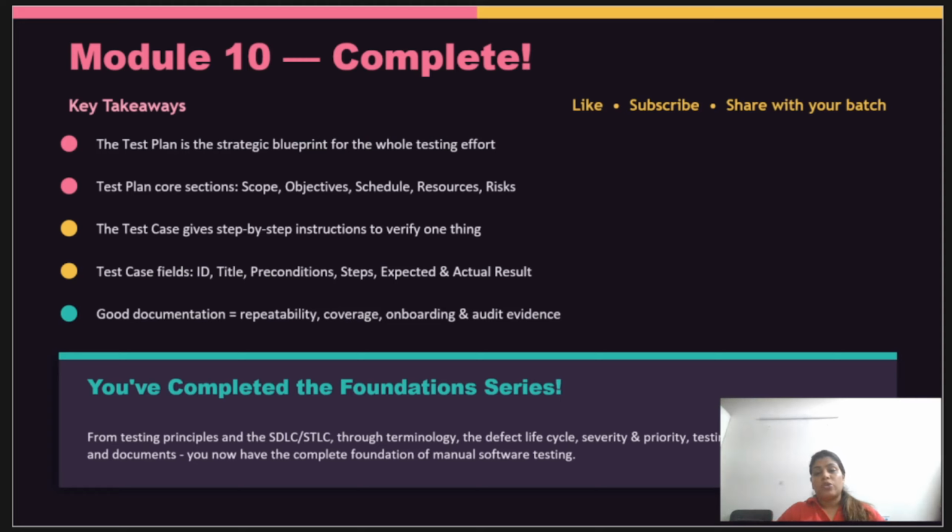So if you have followed all the 10 modules, take a moment. You now have a genuinely solid foundation in manual software testing. You understand the principles, the life cycles, the terminology, how the defects flow, how we classify them, the types of testing, how modern agile teams work, and the documents that hold it all together. And that is exactly the knowledge base interviewers expect from a junior QA professional.